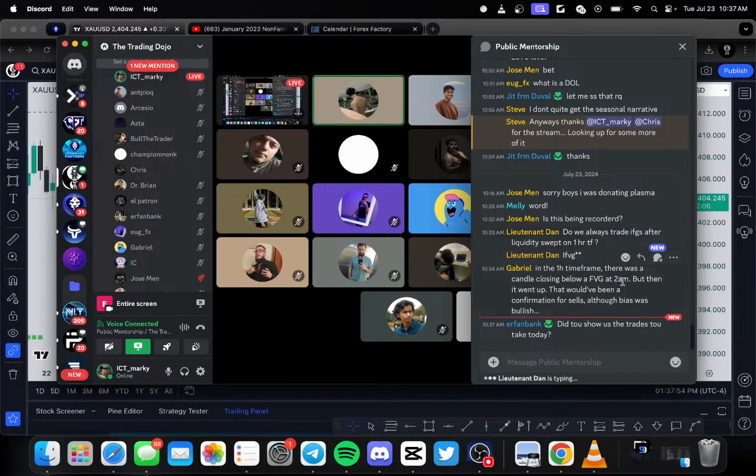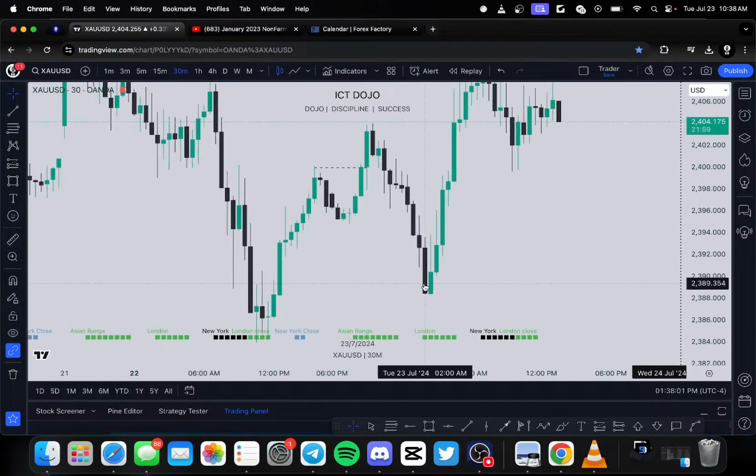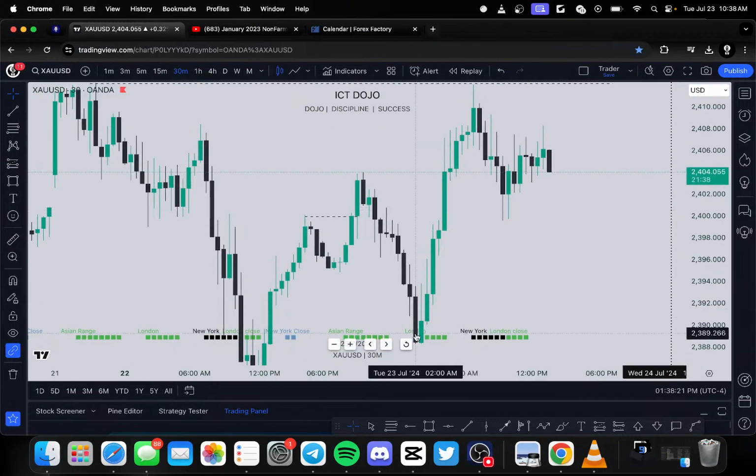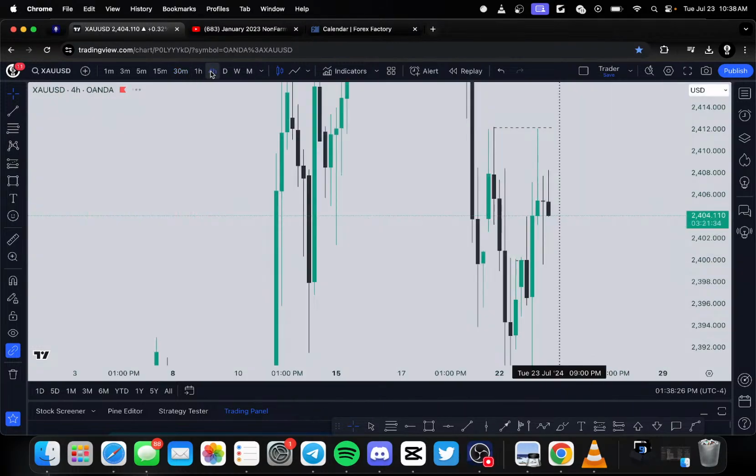Candle closing below a FVG at 2 a.m., but then it went up. Yeah, that's what I just went over, right? So it closed below this one, 2 a.m. Yeah, that's what you're talking about. So that was just fundamentals, like news. We might have had some news, there was news that Joe Biden was dead, though it's not confirmed yet. But that could have been a driving factor yesterday. It just started randomly spiking. We also had the war news over the weekend, which didn't actually do anything to the price.